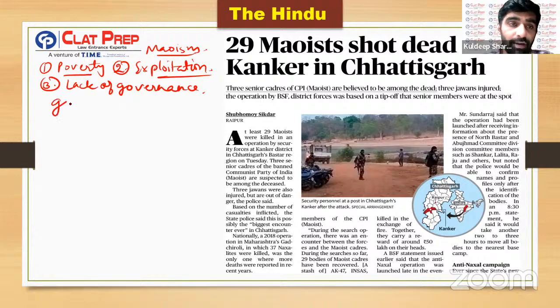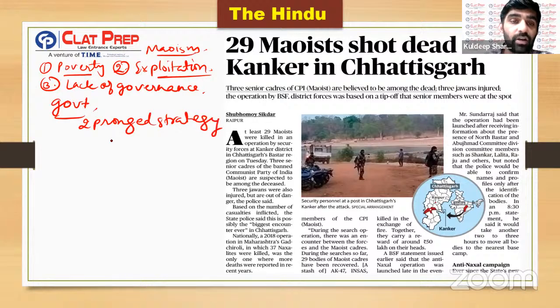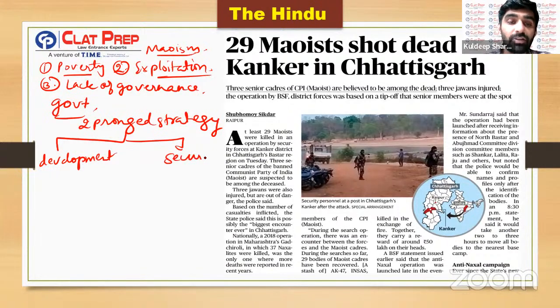However, the government, after realizing that it is a big problem, has started taking action, and it has taken a two-pronged strategy, two-way strategy, two-sided strategy. One is based on development in this area, and the other is based on security measures. So, development wise, you focus on education and health.